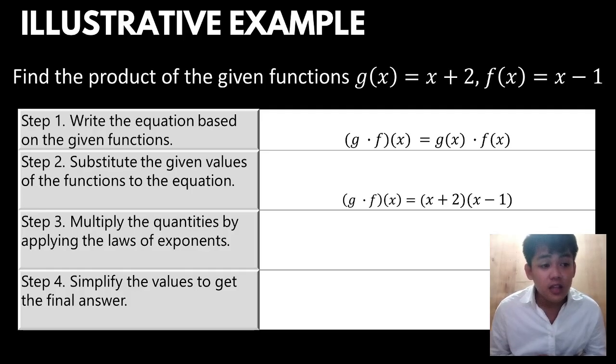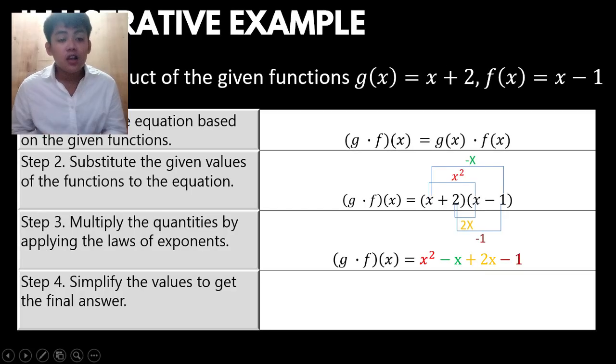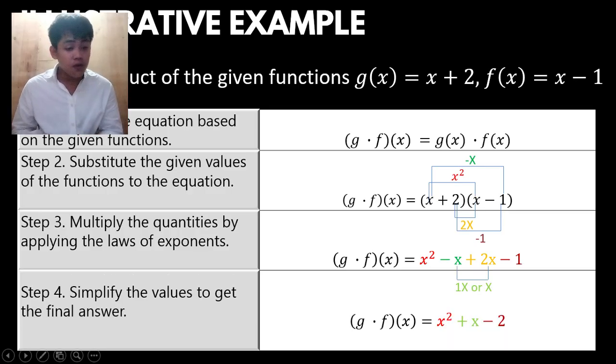After performing that, you will get the simplified equation, which is x squared minus x plus 2x minus 2. Then upon simplifying it and combining the similar terms, you will get the final answer for the function g multiplied by f of x, which is equal to x squared plus x minus 2. Is there any question or clarification with regard to this one, class? None so far, sir. Okay, very good.